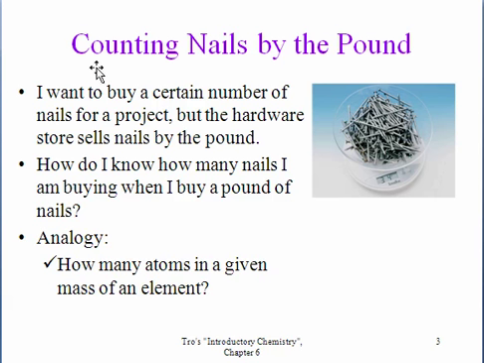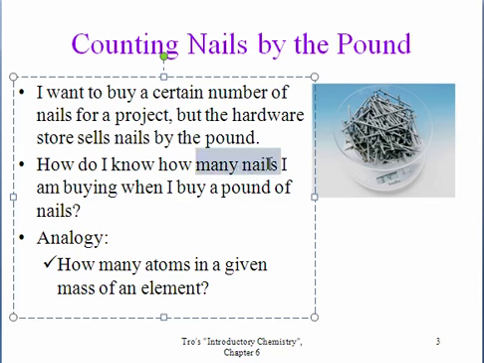If I go to a hardware store needing a certain number of nails for a given project, and the hardware store sells nails by the pound, how do I know how many nails I'm buying when I buy a pound of nails? Nails are tiny and it takes a lot of time to count them out, so it's much easier to sell them by the pound. However, unless I know how many are in a pound, I'm not going to know how many I'm getting. So here we need a relationship between number, how many nails, and mass.